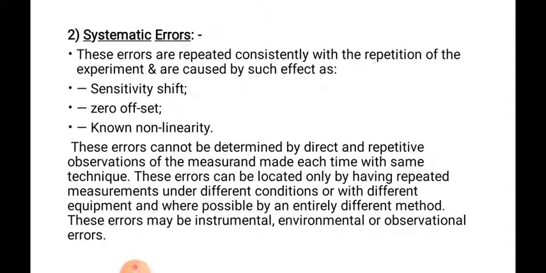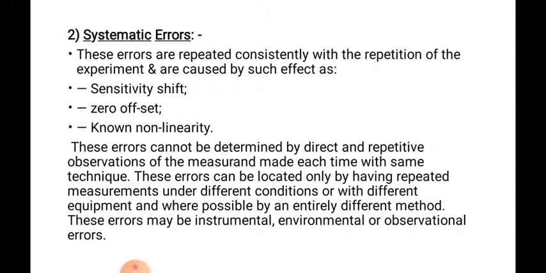Then next is the systematic errors. These errors are repeated consistently with the repetition of the experiment and are caused by such factors. They are classified as systematic or sensitivity shift, zero offset, and known non-linearity. These are the causes of the systematic errors.